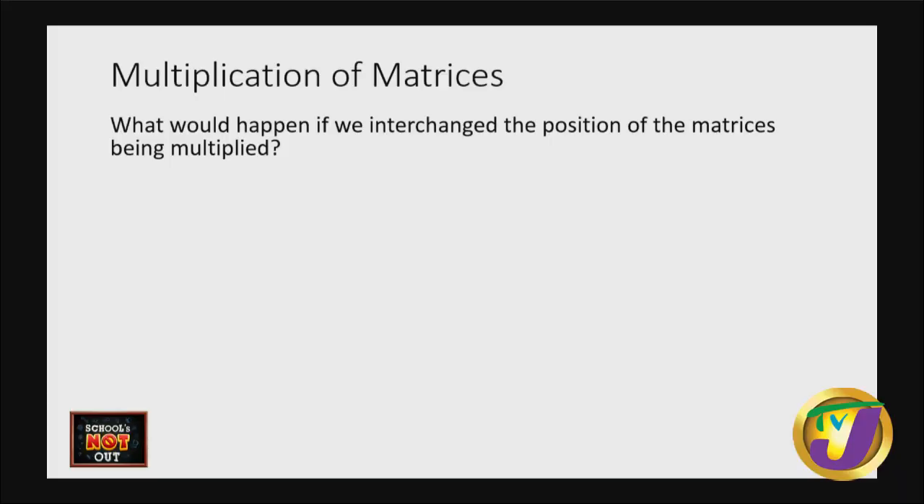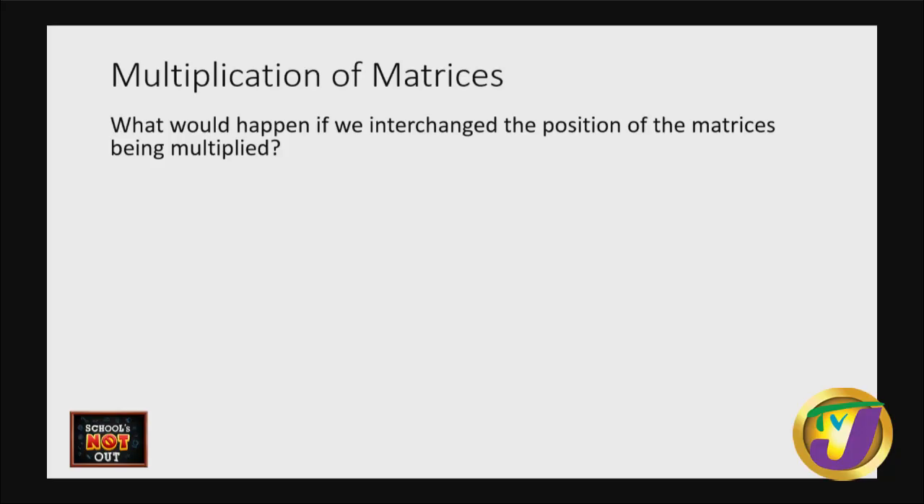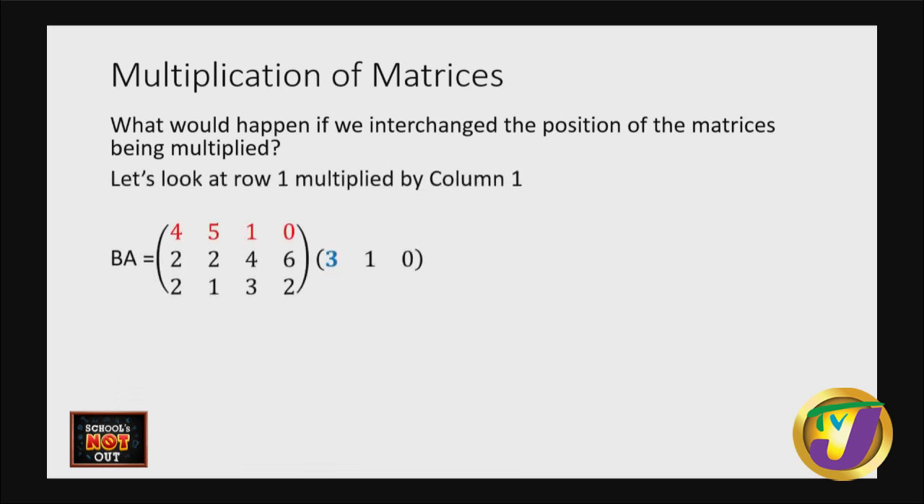So, what would have happened if we interchanged the position of the matrices being multiplied? Very important question. What do you think would happen, Karema? So we had the 1 by 3 first, and then we had the 3 by 4 after. So now we're looking at the 3 by 4 multiplied by the 1 by 3.